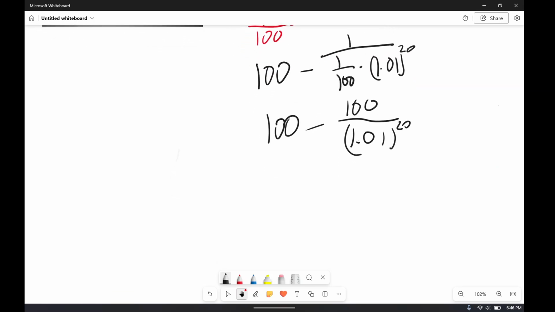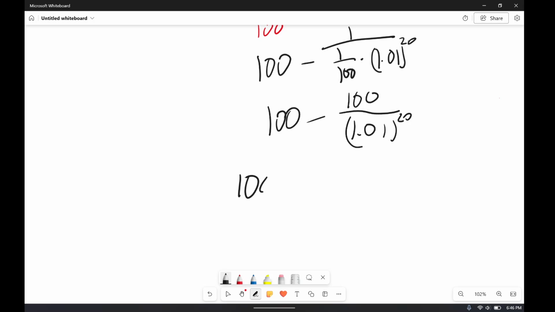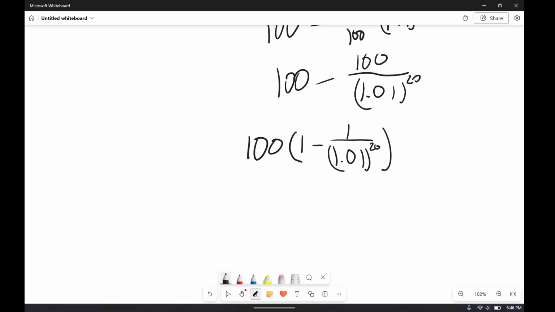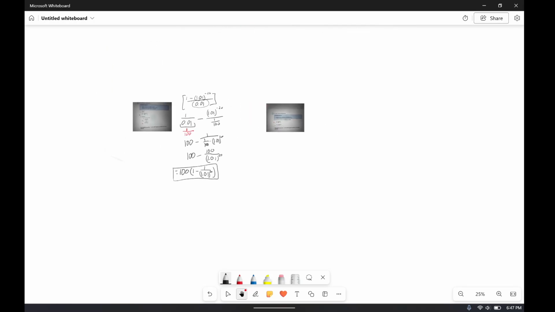And then we see that we have 100 on both sides, so we can just factor that out. So we have a 1 minus 1 over 1.01 to the 20th power. We don't like having decimals as a denominator, but if you want, you can flip it a little bit. But I'm not going to do that because I'm a little lazy, so here is the answer. But yeah, close enough, I guess.